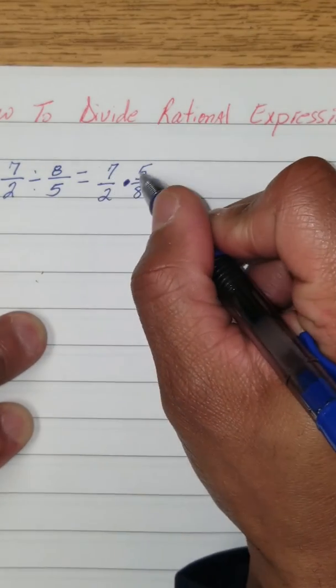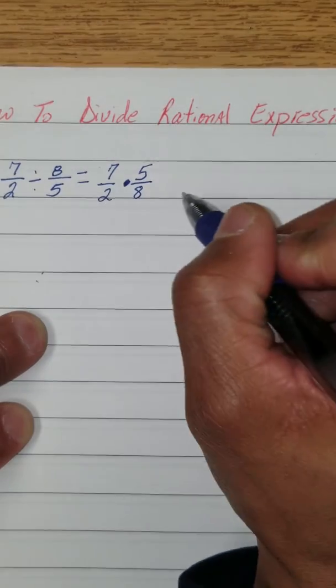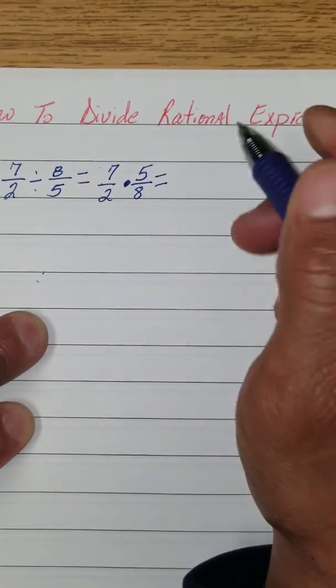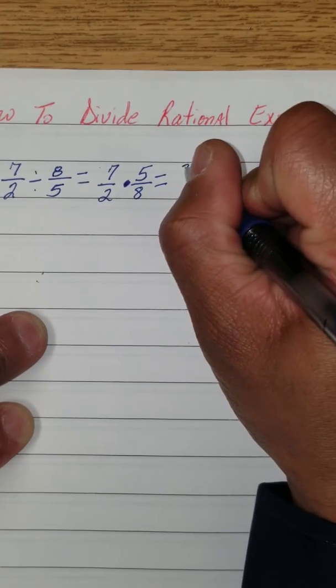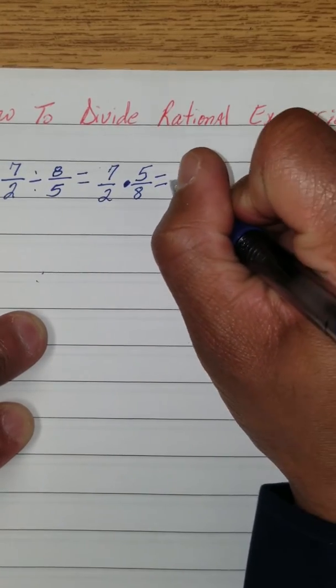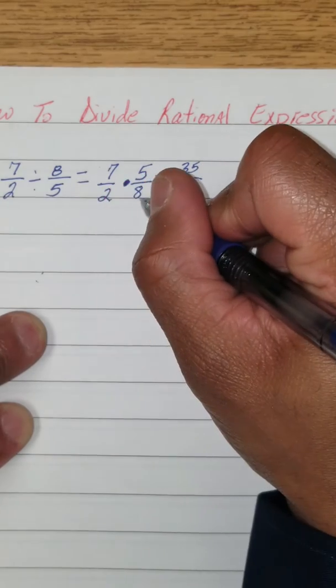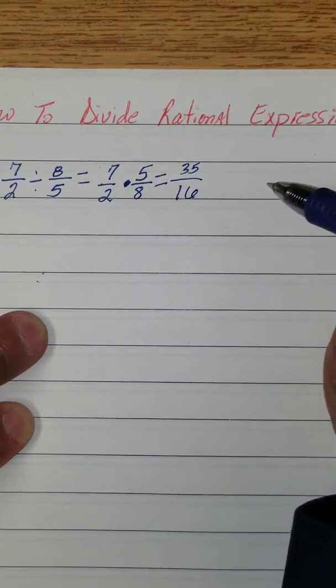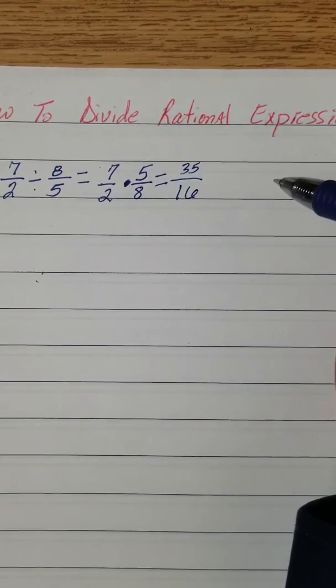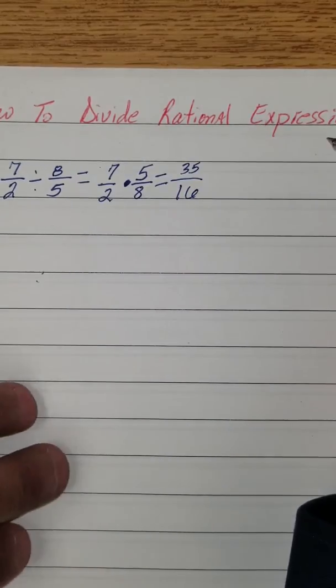And you will multiply straight across, numerator times numerator and denominator times denominator. So when I multiply numerator times numerator, I'll get 35. When I multiply denominator times denominator, I will simply get 16. This is the concept of how to divide rational expressions.